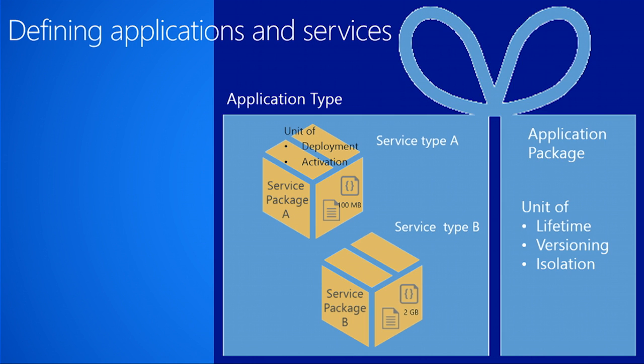So in Service Fabric, service type A and service type B don't have to be the same kind. They could be of different sizes. They could be revved differently. They can be versioned differently. That is the key here.